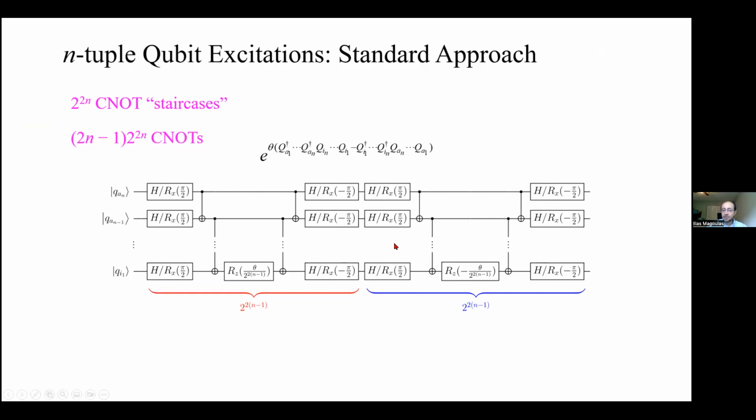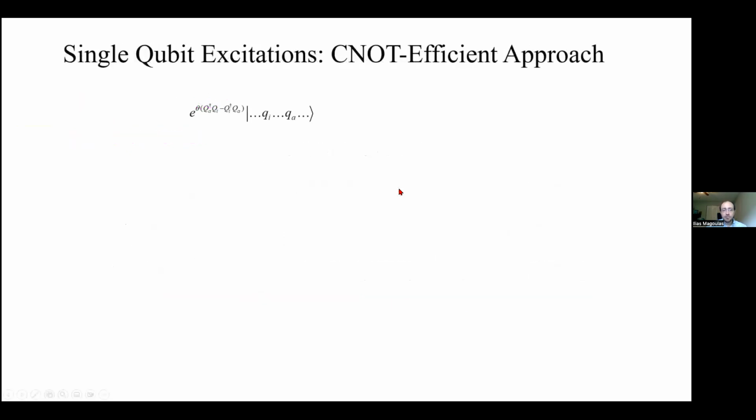Now, as it turns out, this is not the most compact way for you to perform a qubit excitation. For us to see how to derive the most compact way, we will have to look how this exponential operates on a generic basis state. So first we start with simple single qubit excitations. So we have this exponential operator acting on this generic basis state. So in general, the outcome of this operation will give you back the same basis state unless one of these two conditions is satisfied.